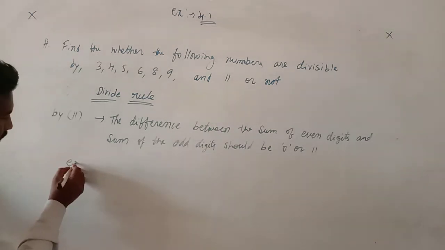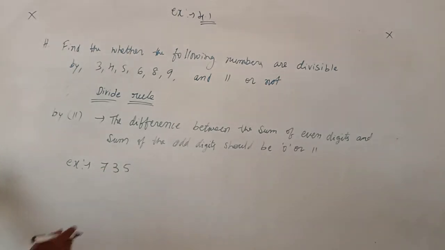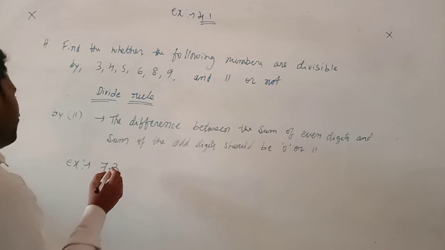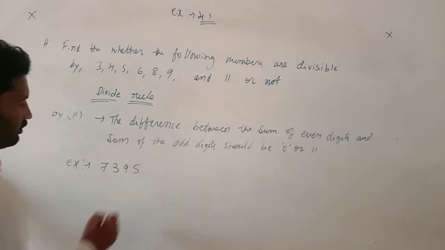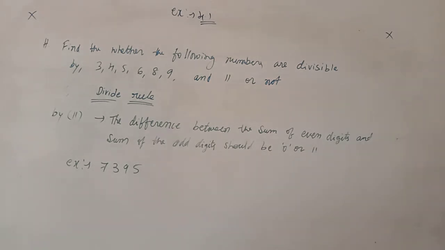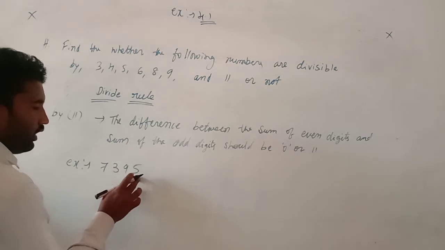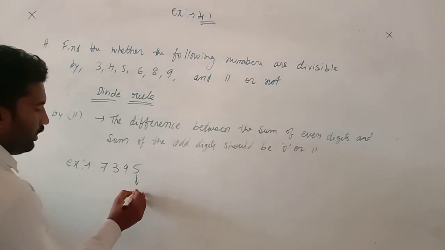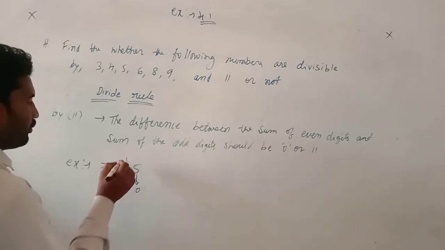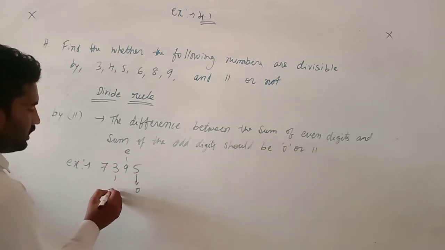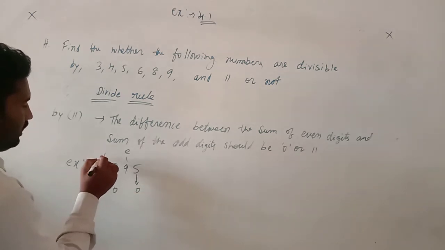Otherwise no. Example, 7 3 9 5. So I have taken this number. Okay. So 7 3 9 5. So this is in odd place. This is in even place. This is in odd place. Okay. This is even place.